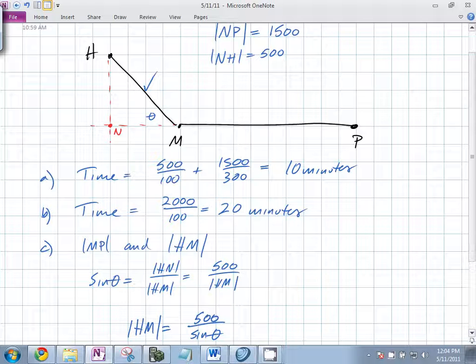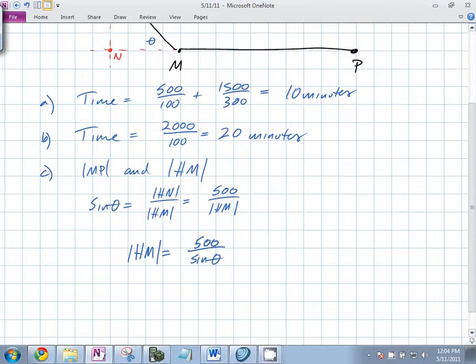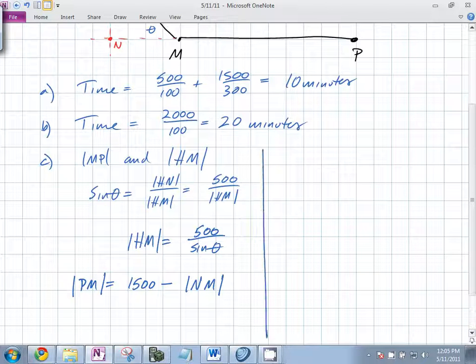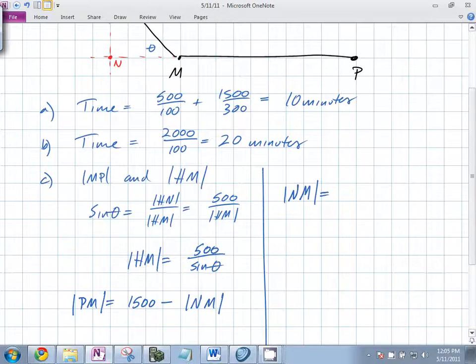Now what do we need? MP. Now what's the distance from N to P? So what's one way to say PM? 1,500 take away what? NM. Let's use the letters that are up there. So if we found NM in terms of theta, we'd be done. What trig function could we use to find NM?